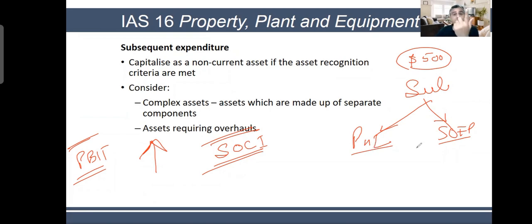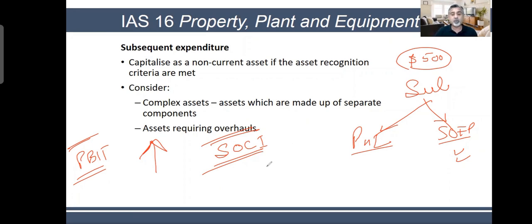SOFP, sir. Managers would try to take it to SOFP, because if they take the 500 to P&L, their profit goes down, which nobody likes. So this is always a decision point where you need to think that managers have a tendency of taking most of the expense items into SOFP, and in between IFRS is standing.